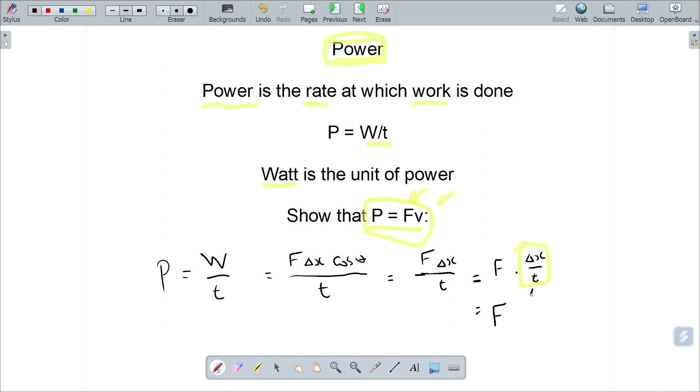So that means that this part here reduces to the force multiplied by the velocity. And so this gives us two equations for which we can use power: the force times the velocity, and then on the other side, power is equal to the rate at which work is done. Right, and we're going to look at some examples of these calculations next.